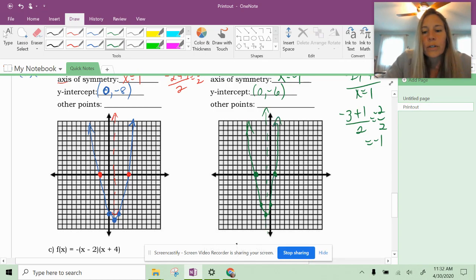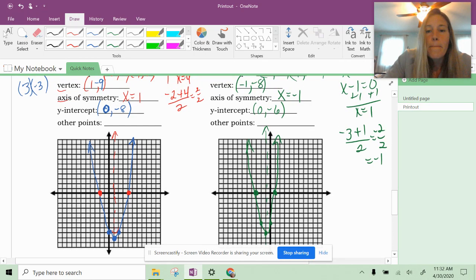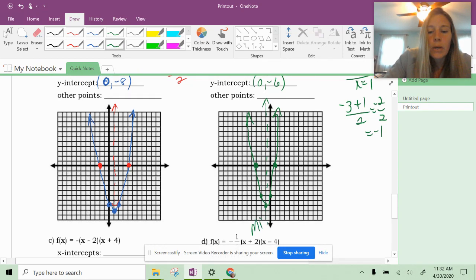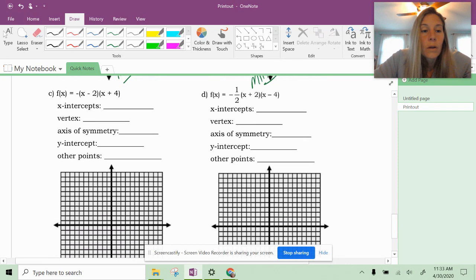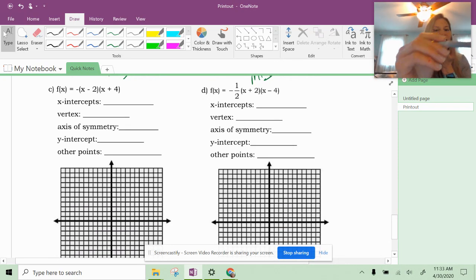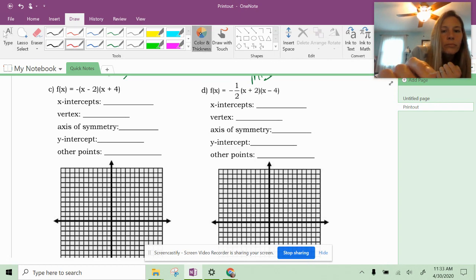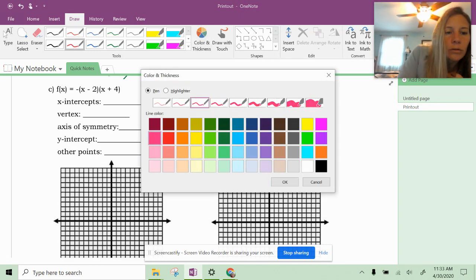And of course, your vertex is a minimum here, right? It's a minimum. This one was also a minimum because they were the lowest points on the graph. Okay, so I'm going to do 2 more with you. We're going to take a look at C and D. And let's see if I can get a brighter color there.